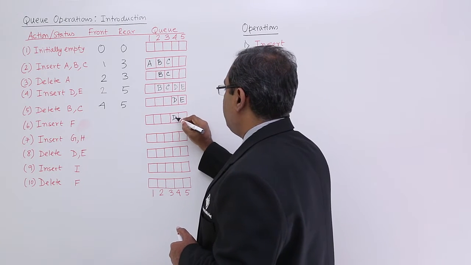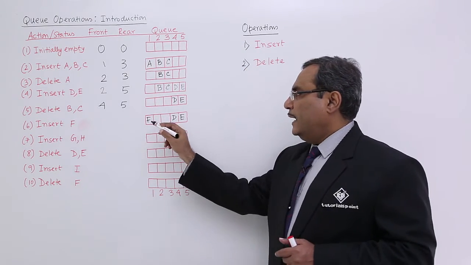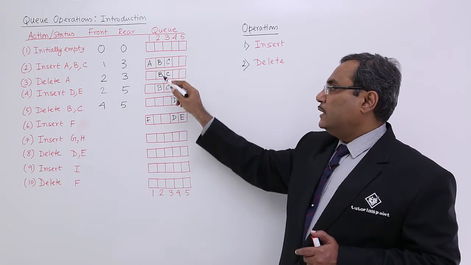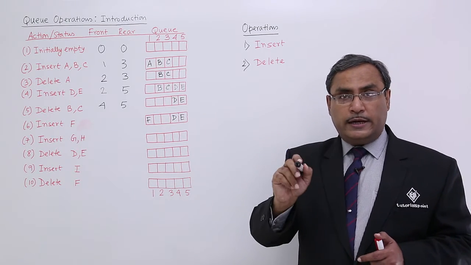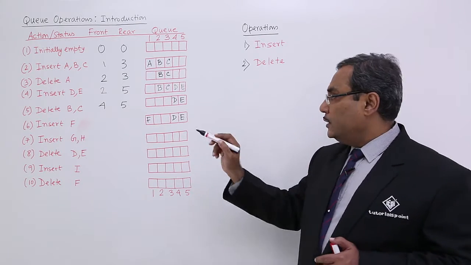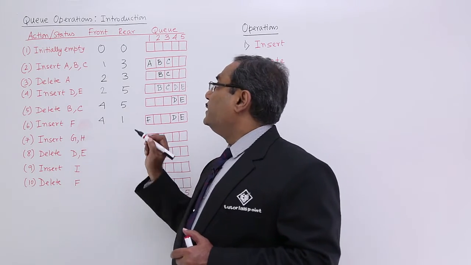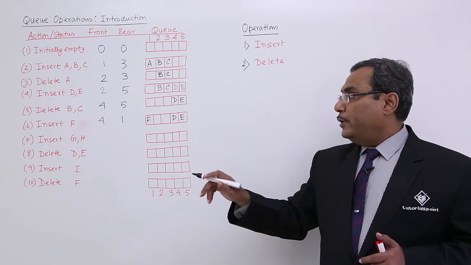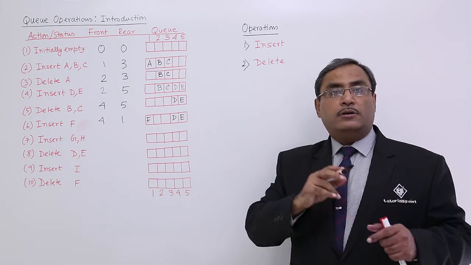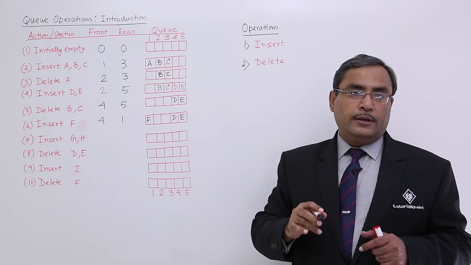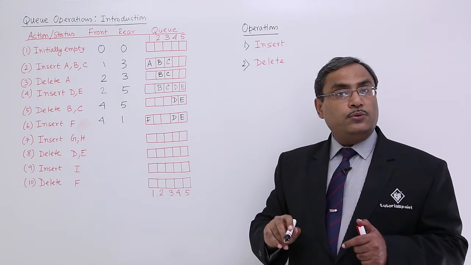So D and E will survive here and F will get inserted at the front of this array, but it is actually the rear end, because at the rear end we can perform the insertion operation only. So what about D? D is at the 4th place and rear is at the 1st place. Whenever front is greater than rear, it indicates that the circular logic is there in the queue.